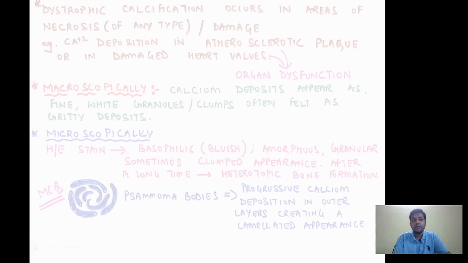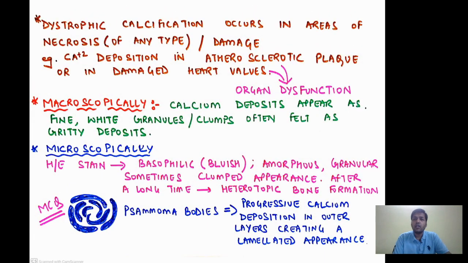Now let us look at the dystrophic calcification. Dystrophic calcification occurs in areas of necrosis of any type, or in areas of damage. For example, calcium deposition occurring in the atherosclerotic plaques or in the damaged heart valves. Ultimately, because of calcium deposition, there can be organ dysfunction.